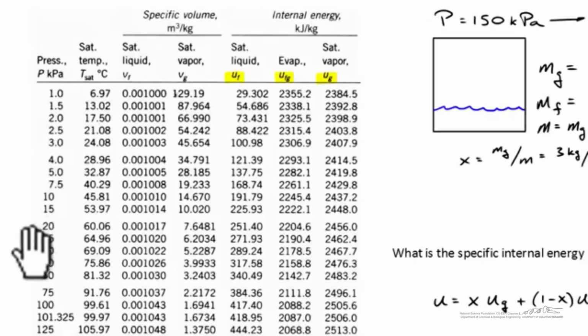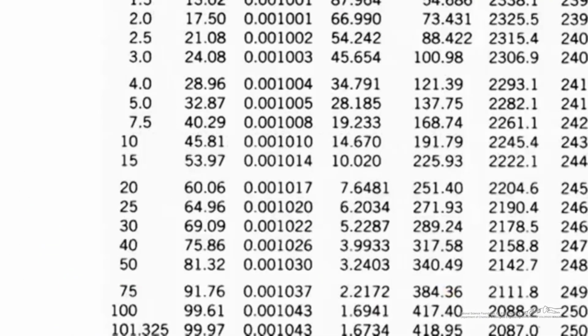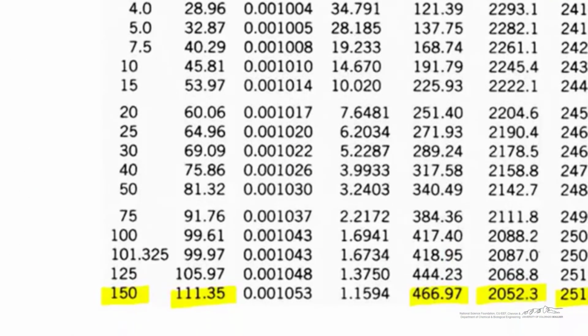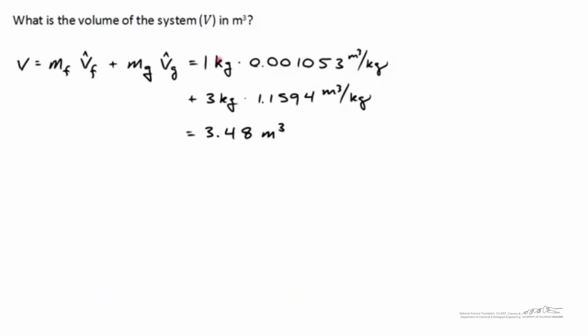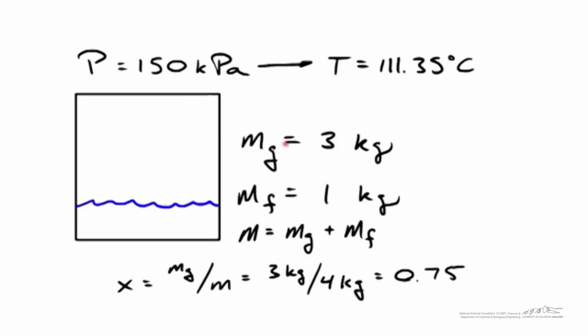When I look at the table, the specific volumes that I'm interested in are these two at the bottom at 150 degrees C. So here's the specific volume of the vapor and the specific volume of the liquid. So I've got 1 kilogram of the liquid or the fluid times its specific volume, 3 kilograms of the vapor, and I come up with a total volume of 3.48 cubic meters.